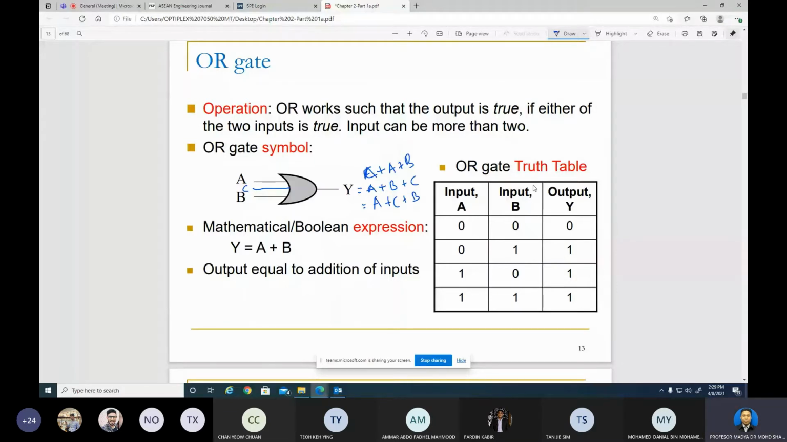And then this is the truth table. For example, 0 plus 0 will be 0. 1 plus 0 will be 1. 0 plus 1 will be 1. 1 plus 1 will be 1. So this is what we call the OR gate. That means for the OR gate, if either input is true, then the output will be true. You can see that if either one is 1, our output will be true. That is the OR gate.